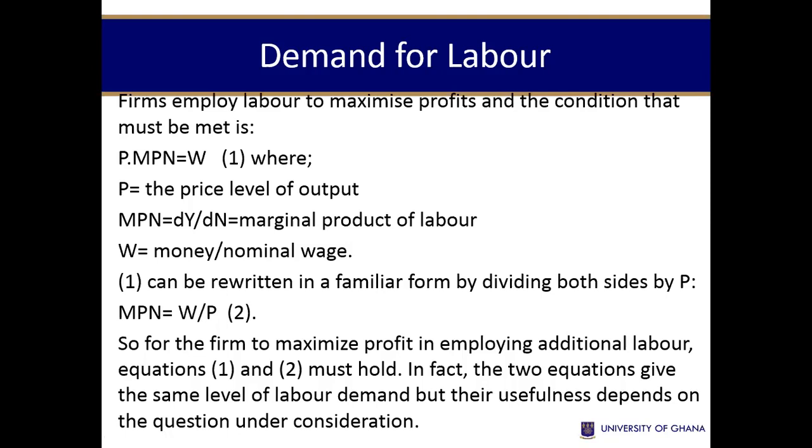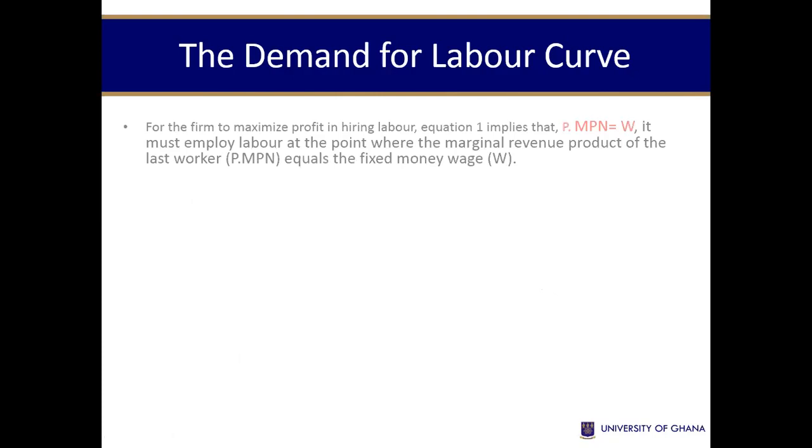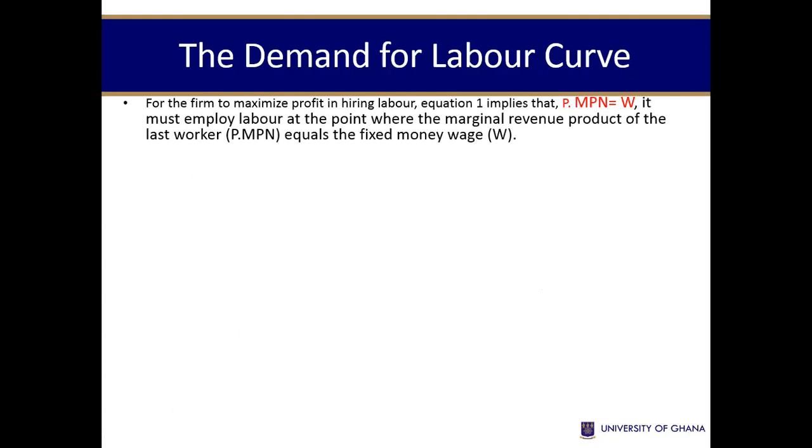Okay, right. So we will need a demand for labor curve, because graphically, if we want to attain the equilibrium, then the two curves are supposed to intersect. So how do we get our demand for labor curve?